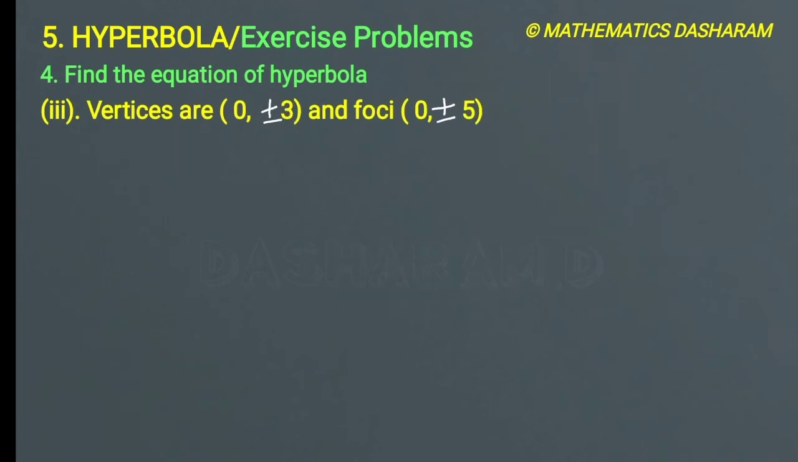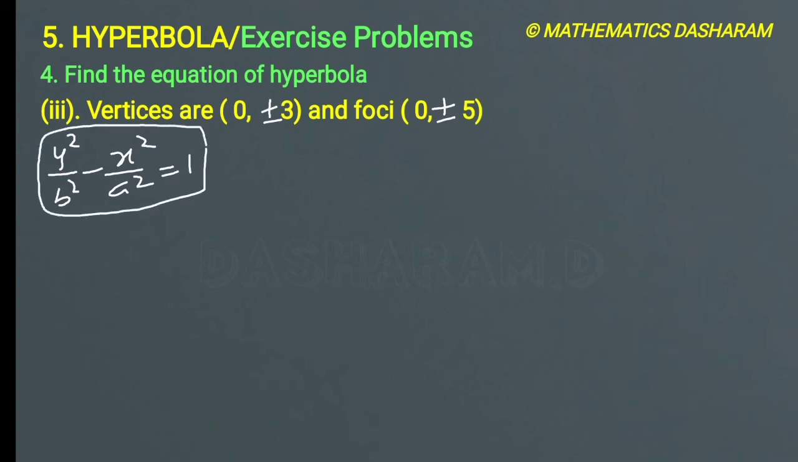Third question: vertices are 0 comma plus or minus 3 and foci 0 comma plus or minus 5. It is very clear the vertices lie on the y-axis. So the standard form of a hyperbola is y square by b square minus x square by a square equals 1. Let's find the a and b values. The vertices of this hyperbola are 0 comma plus or minus b, which equals 0 comma plus or minus 3. Then the b value is 3.